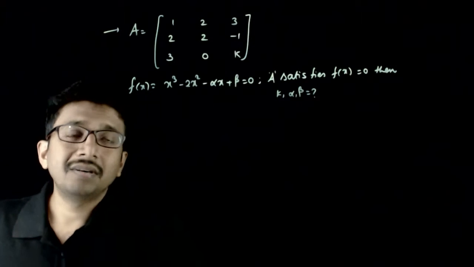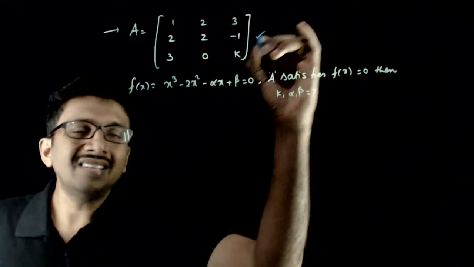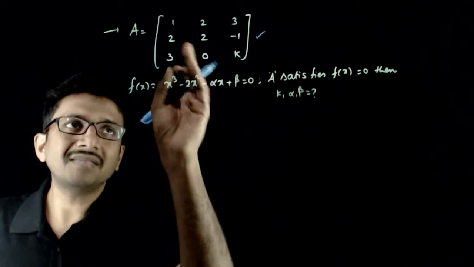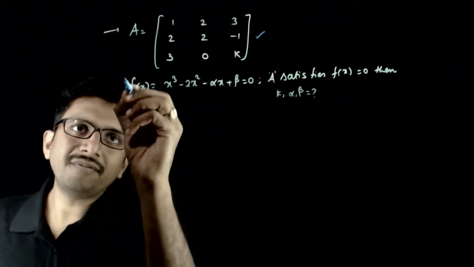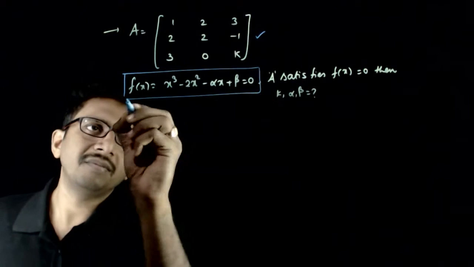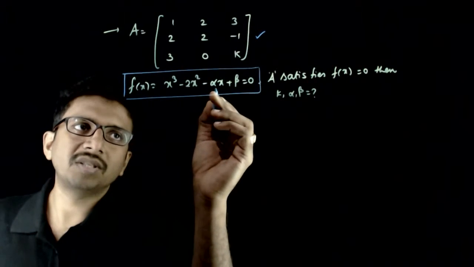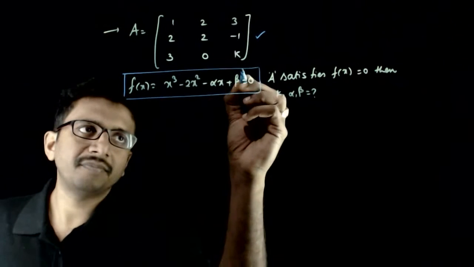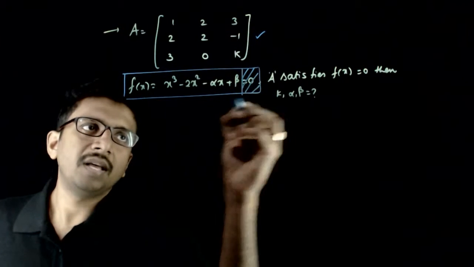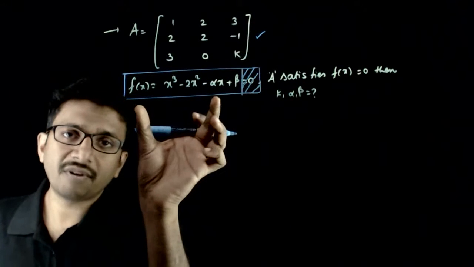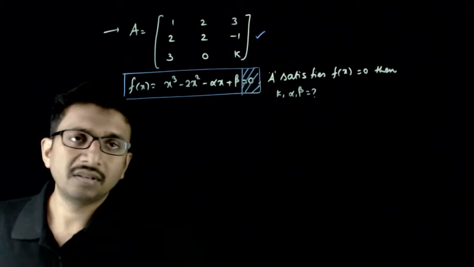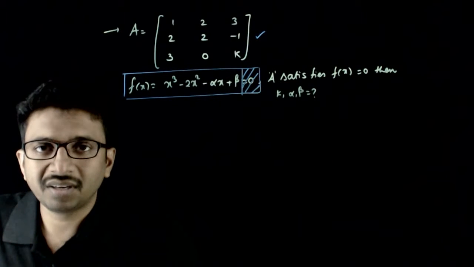So welcome students. In this question you're given that A is a 3 by 3 matrix, which is [1 2 3; 2 2 -1; 3 0 k], and f of x is a polynomial x cube minus 2x square plus alpha x plus beta, and my matrix A satisfies the condition f of x is equal to 0. So what can you say about k, alpha, beta?